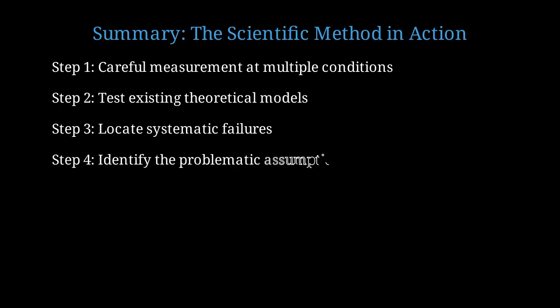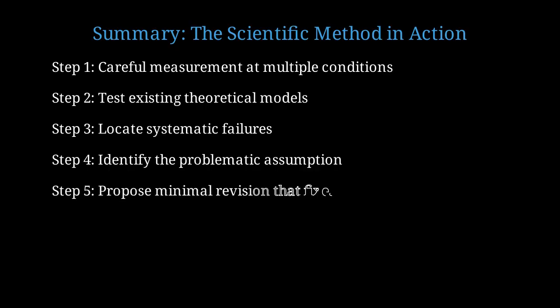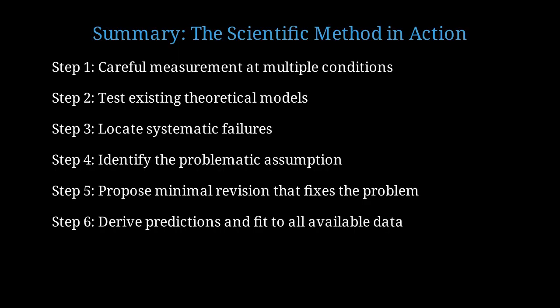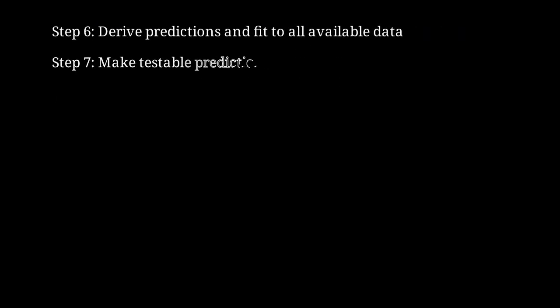Step 4. Identify which fundamental assumption might be wrong. Planck questioned the assumption of continuous energy. Step 5. Propose the minimal revision that fixes the problem. Planck quantized energy in units of h nu. Step 6. Derive new predictions and show the revised model fits all available data, not just the failure region. Step 7. Make testable predictions for conditions not yet measured and validate them experimentally.